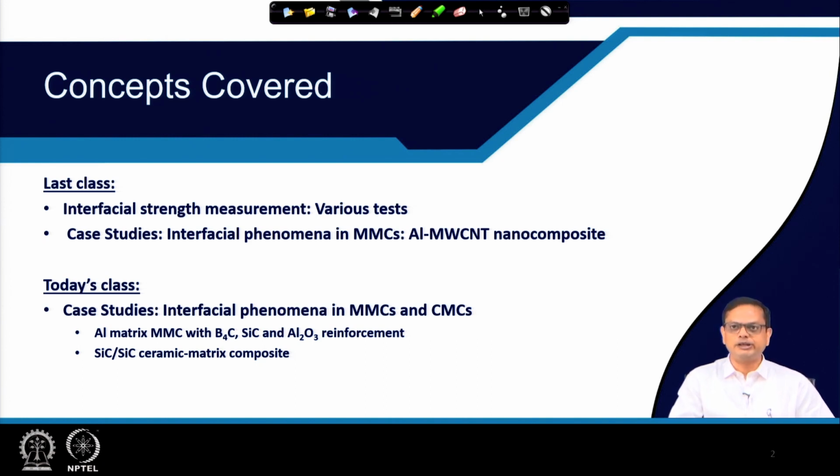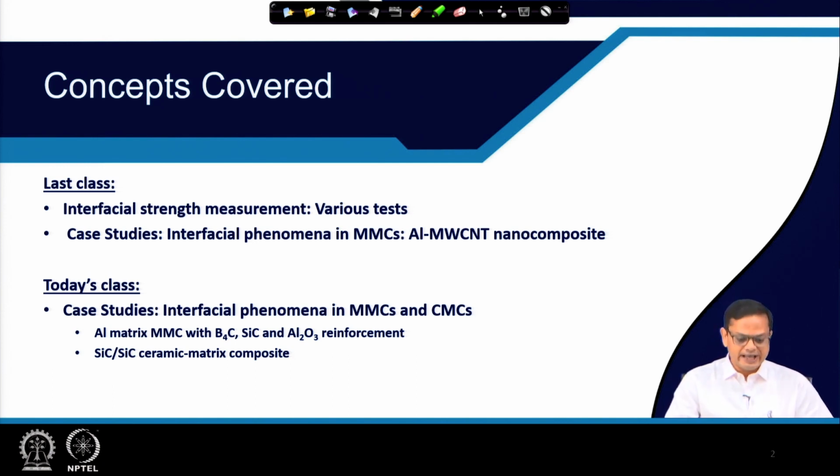And then from the last class I started talking about certain case studies which give a fairly good idea about interface in composite materials, in practical applications or practical examples, how exactly the interface is in composite materials and how that helps in improving mechanical property. That is what we are discussing in these different case studies. So, in today's class also I will continue with that.